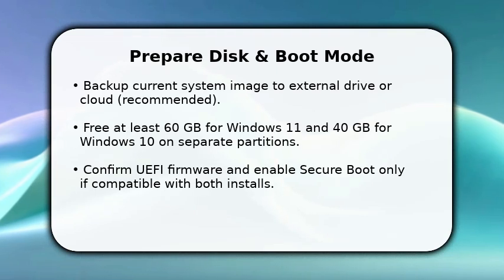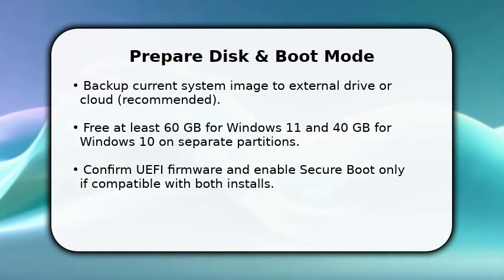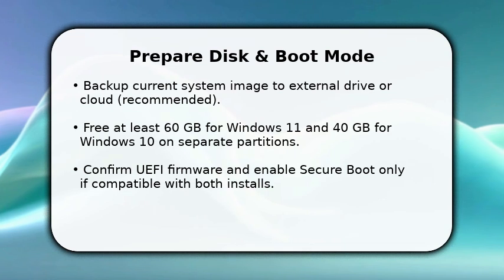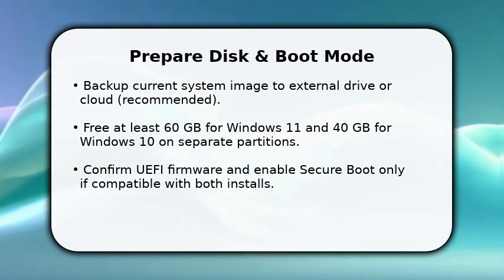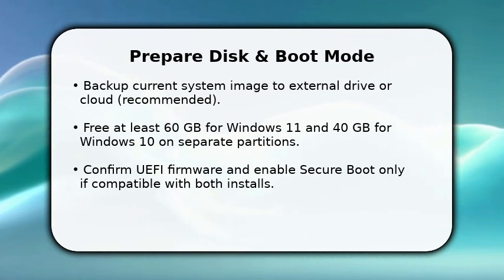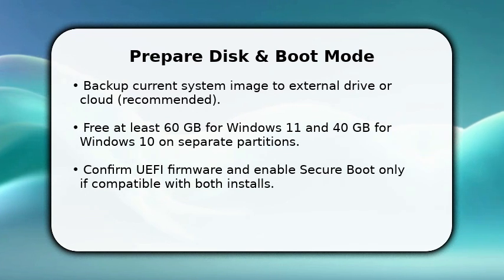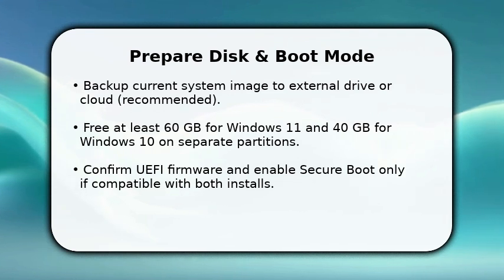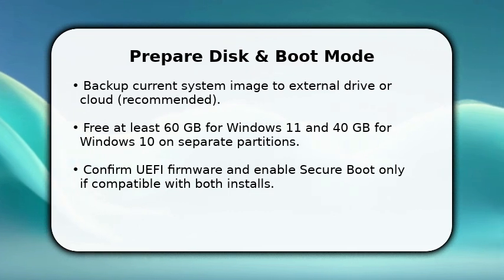Enjoy the video. You start by securing your data and configuring storage. First, back up your current system image to an external drive, then shrink or create partitions to carve out 60 GB for Windows 11 and 40 GB for Windows 10. Once done, reboot into UEFI/BIOS to confirm boot mode. Use UEFI for modern installs and only enable Secure Boot if both OS installers support it.